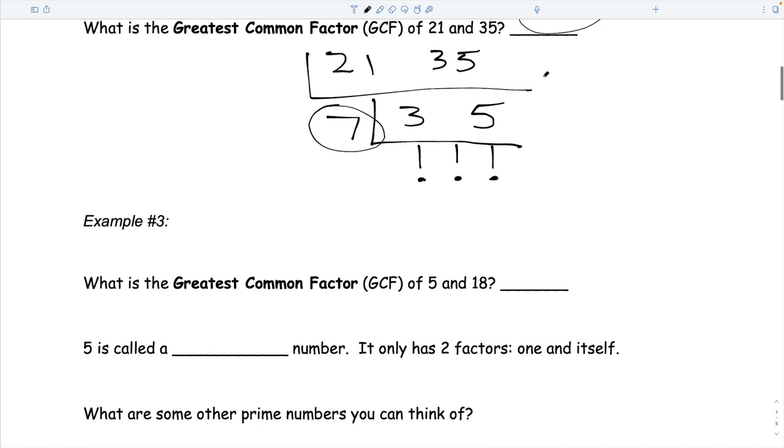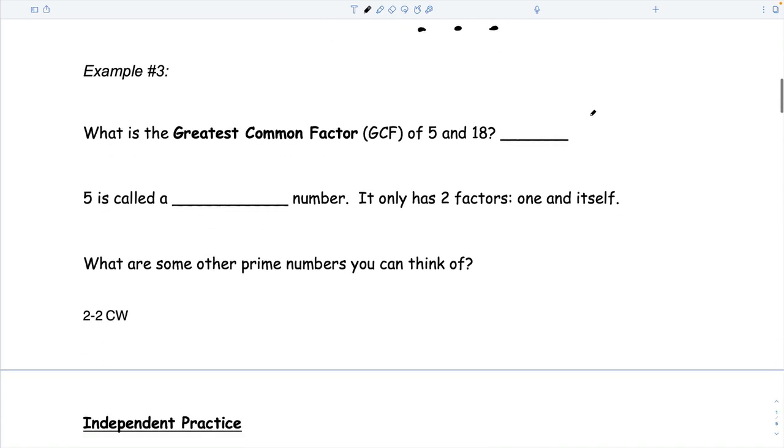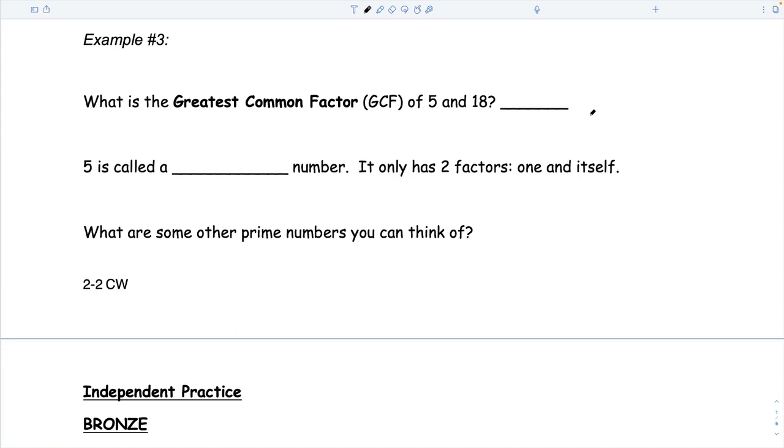Example 3. What's the greatest common factor of 5 and 18? Let's make a birthday cake. Something kind of funky happens. Okay, so is there a number that can divide evenly by 5 and 18? No, nothing can divide.